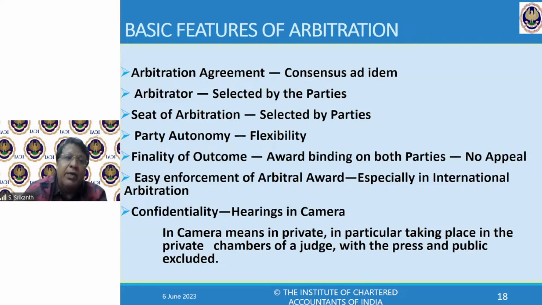Okay. Chalo. So, arbitration agreement, consensus item, arbitrator is selected by the parties, seat of arbitration, that is location, is selected by the parties, party autonomy is there, there's a lot of flexibility, award is binding on both parties, no appeal, easy enforcement, especially in international arbitration, they can simply come file a decree. And the hearings are in camera.